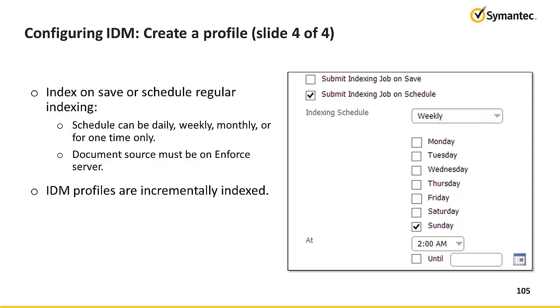Finally, for IDM profiles, Symantec DLP performs incremental indexing. This means that when Symantec DLP re-indexes a share or directory, it only indexes files that have been changed or have been added since the previous indexing. Symantec DLP also deletes any files that have been removed from the document source since the previous indexing.